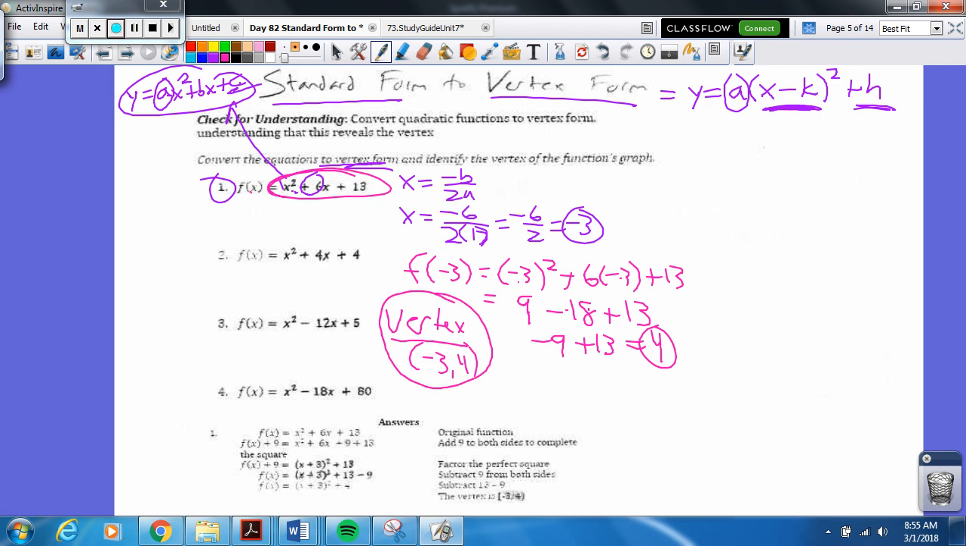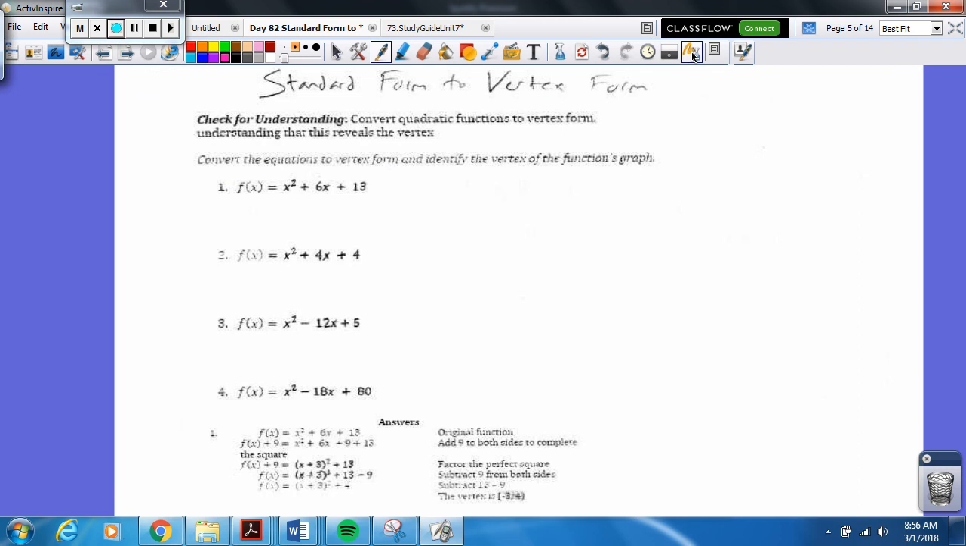That's the old school way. That's what we learned before, and we had a quiz on it. Now we're going to learn something new. I'm going to take the same problem. Okay, so that all should be in your notes. The vertex was negative 3, 4, right? That was the vertex. Now we're going to get it another way by converting standard form to vertex form.